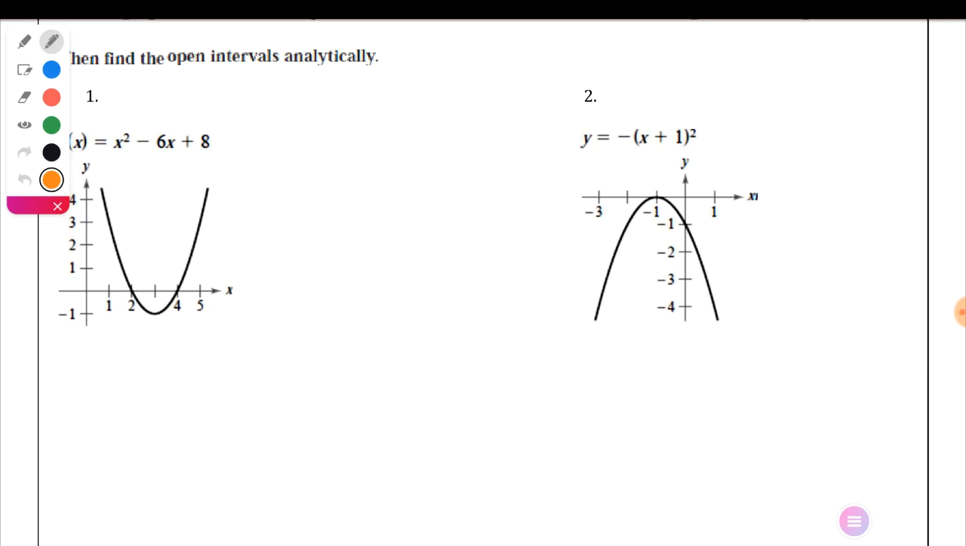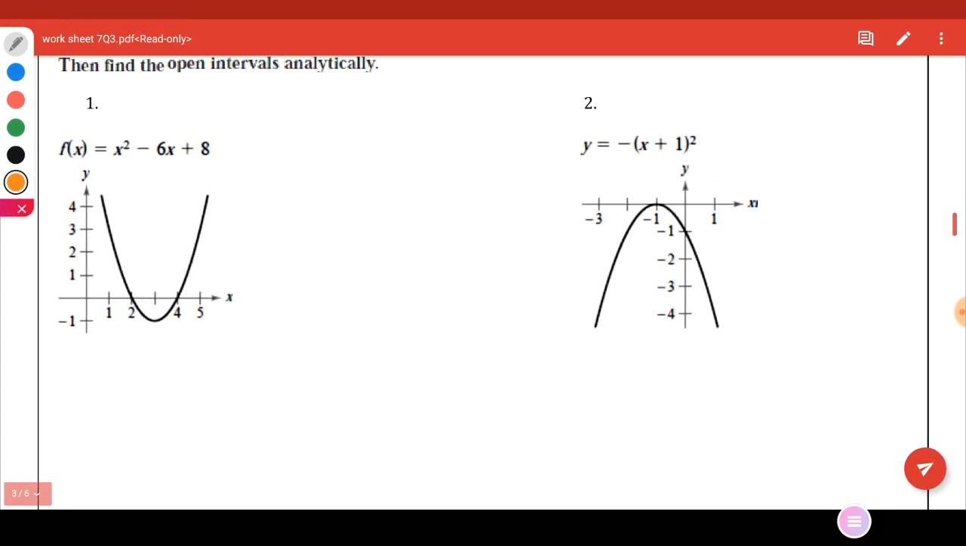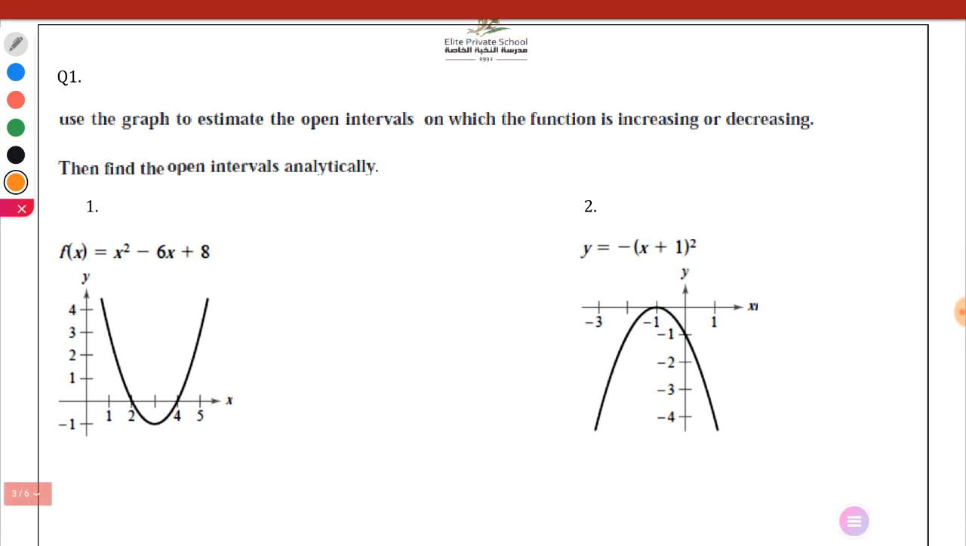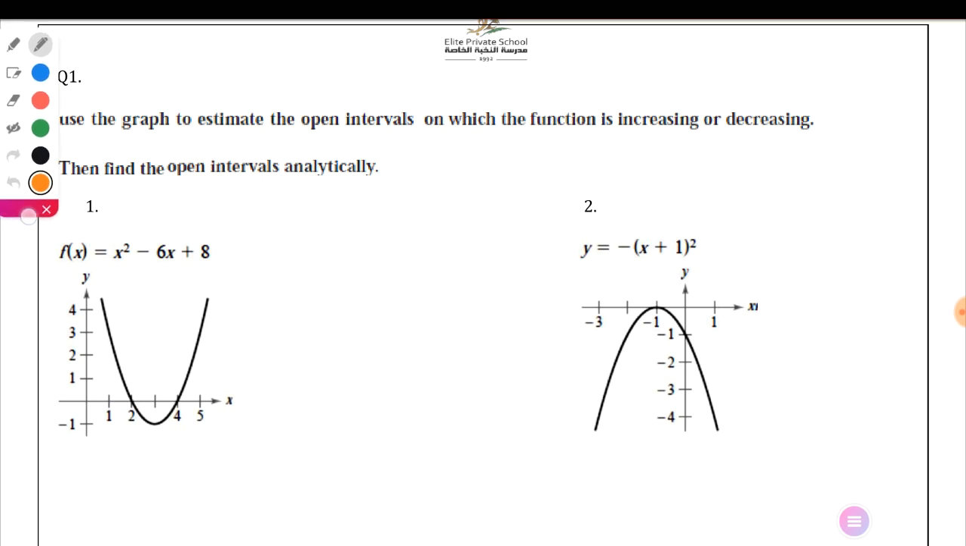Now, for example number 1, we have to read the head of the question well. What does it ask you to do? Let's read the question together. Use the graph to estimate the open intervals on which the function is increasing or decreasing. Then find the open intervals analytically. Analytically means show me the steps that you use, because sometimes I will give you the function without the graph. But I have to identify from the graph and, without the graph, from the rule of the function.